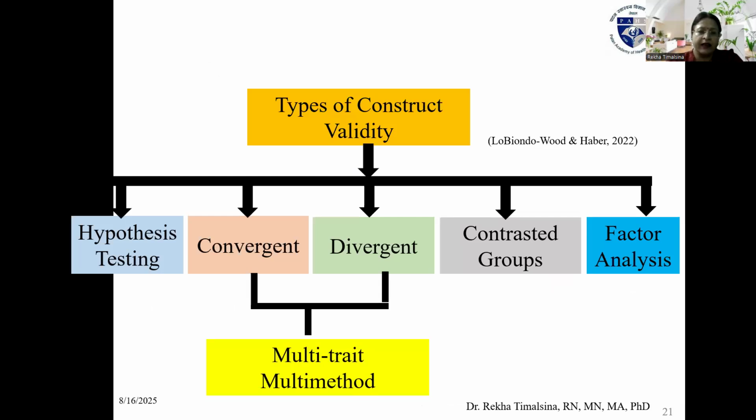We can see in this slide there are different types of construct validity, and construct validity can be demonstrated by using differential groups, known groups, content analysis, correlation coefficient, factor analysis, or pretest post-test interventional studies. According to LoBiondo-Wood and Haber 2022, types of construct validity can be assessed by hypothesis testing, multitrait-multimethod methods, and contrasted group methods, as well as factor analysis.